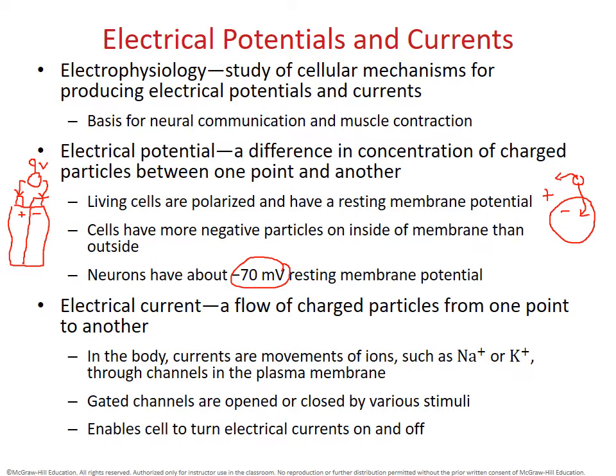So living cells do have this charge separation. They do exhibit this electrical potential between the inside and outside, but it's very small relative to the voltages that we associate with things like batteries, or certainly much smaller than things like house current, house voltage, for instance.